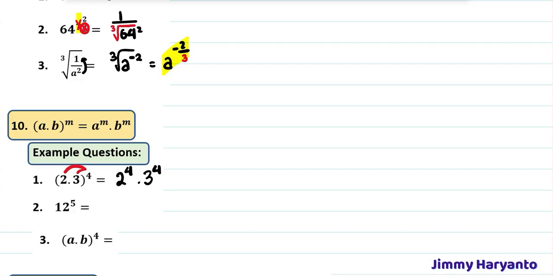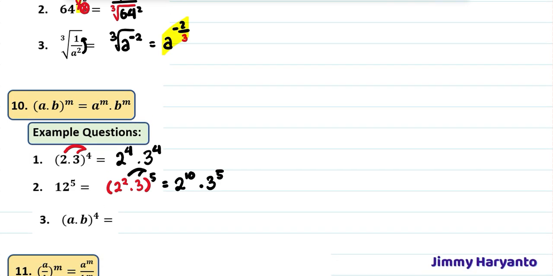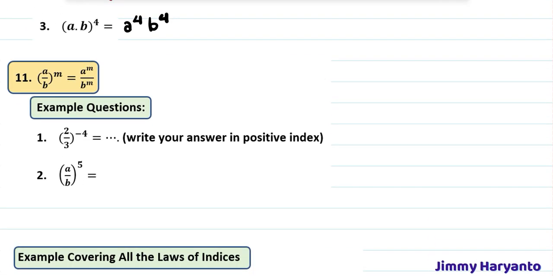And then 12 to the power of 5. Sometimes the question wants you to break down the bases like this. 12 is 2 to the power of 2 times 3, right? And then we still have 5 like this. That means you can use the properties. So 2 to the power of 2 times 5 is 10, times 3 to the power of 5, like that. And then this one is also the same: a to the power of 4, b to the power of 4. Easy. Next is 11.